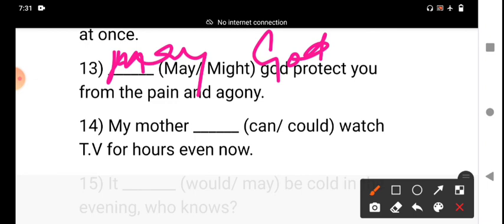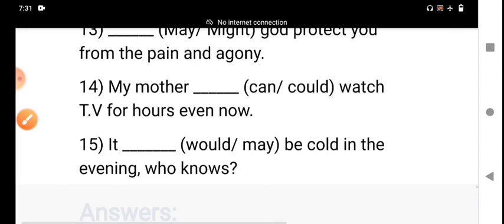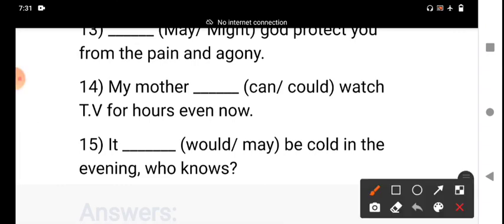Okay, my dear children, the 13th one has been completed. We have selected the right answer and go to the 14th one. In the 14th one, we should select: my mother dash watch TV for hours even now. Even though she became old, she is not young. She is very weak.